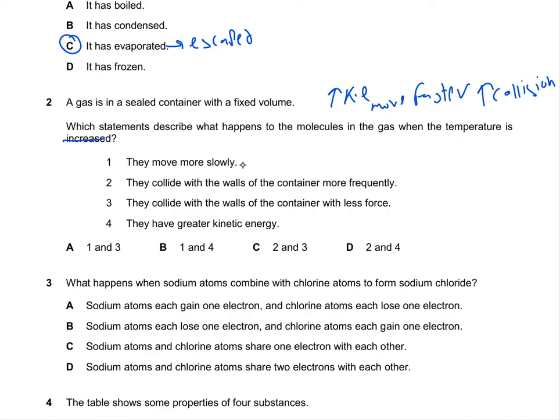They move more slowly? No. They collide with the walls of the container more frequently? Yes. They collide with the walls of the container with less force? No. They have greater kinetic energy? Yes. So it's 2 and 4, so the answer is D.